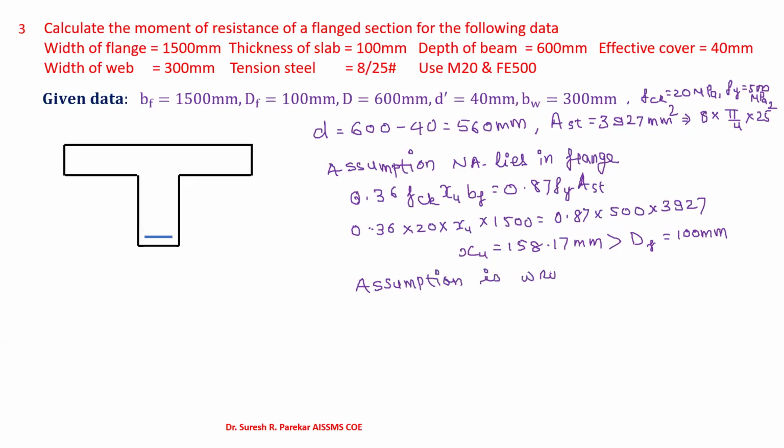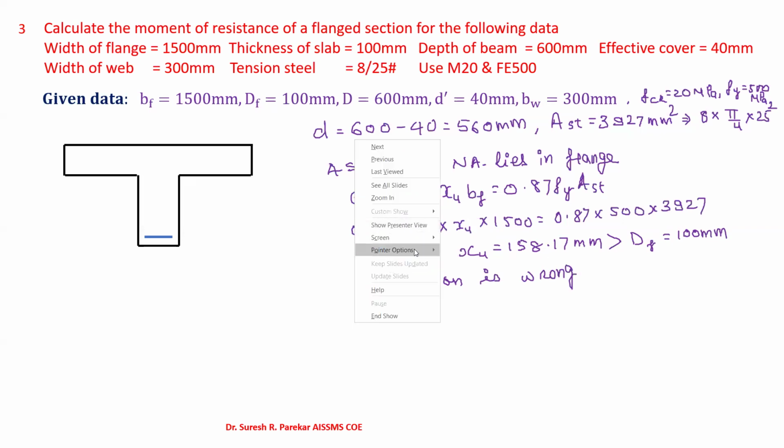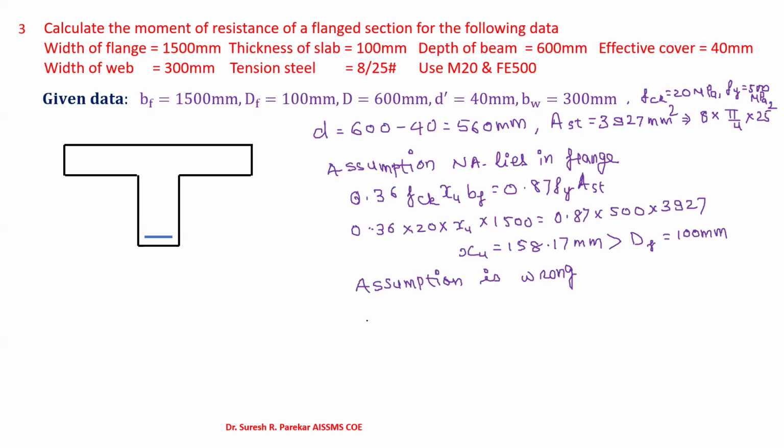So that means our neutral axis lies in web. So here we need not require to assume. So here we can directly write that neutral axis lies in web. Now here we have assumption. Assume 3/7 of XU is greater than DF. And due to this, we are going to get constant stress 0.45 FCK in flange.